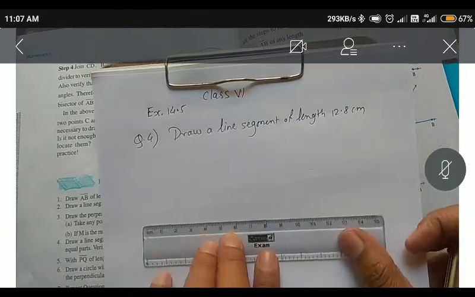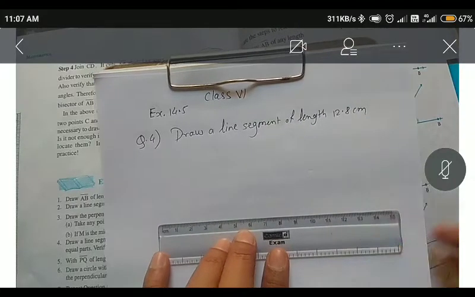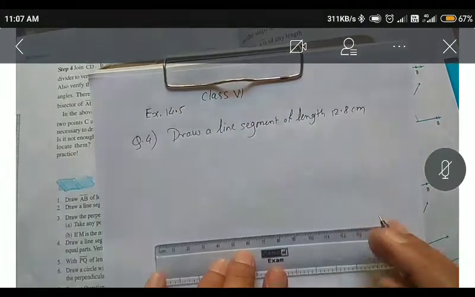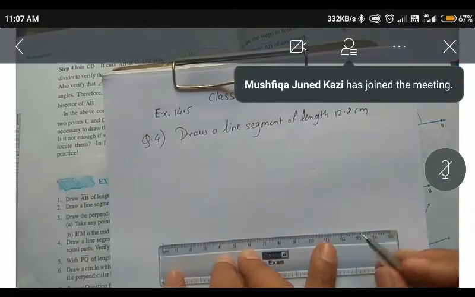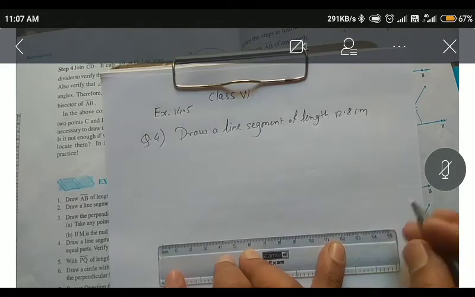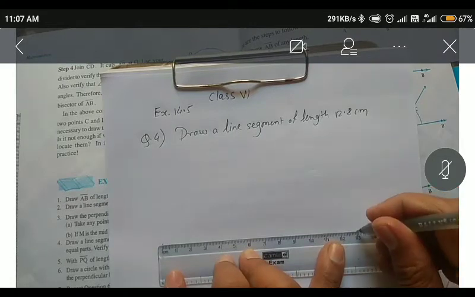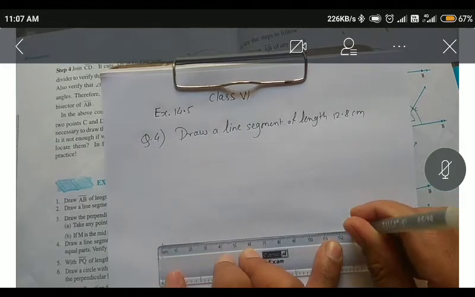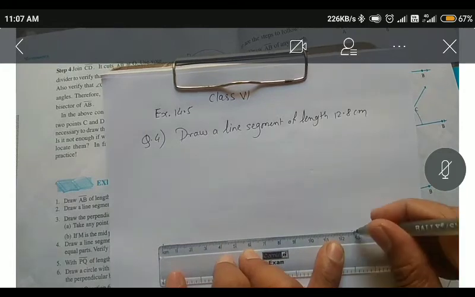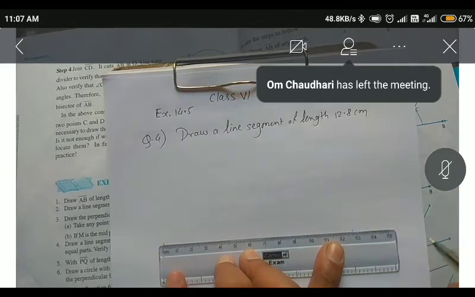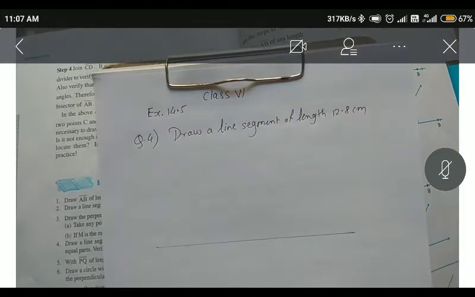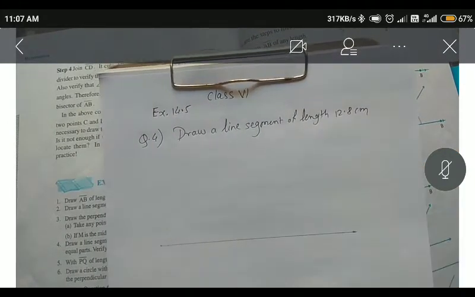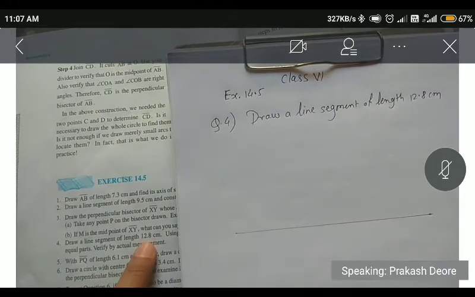Okay, now see 12.8. This is the initial point, and this is 12, 12.5, and before 13 it is 12.8. This is the last point, 12.8. Okay, so with the help of a pencil, join this. This is line 12.8 centimeter.